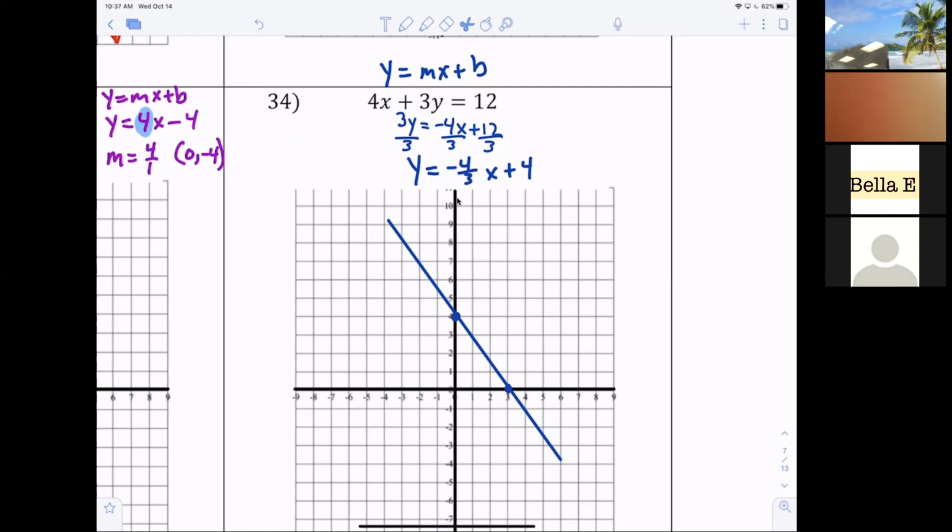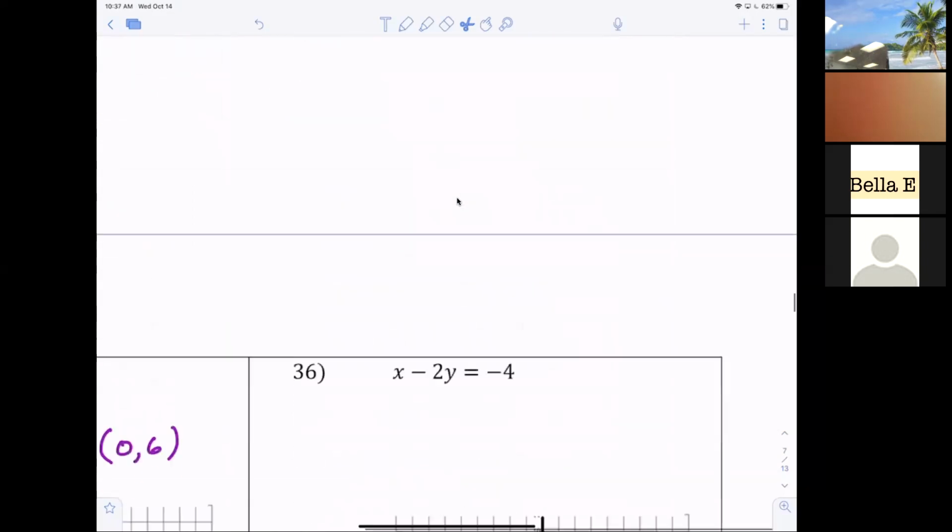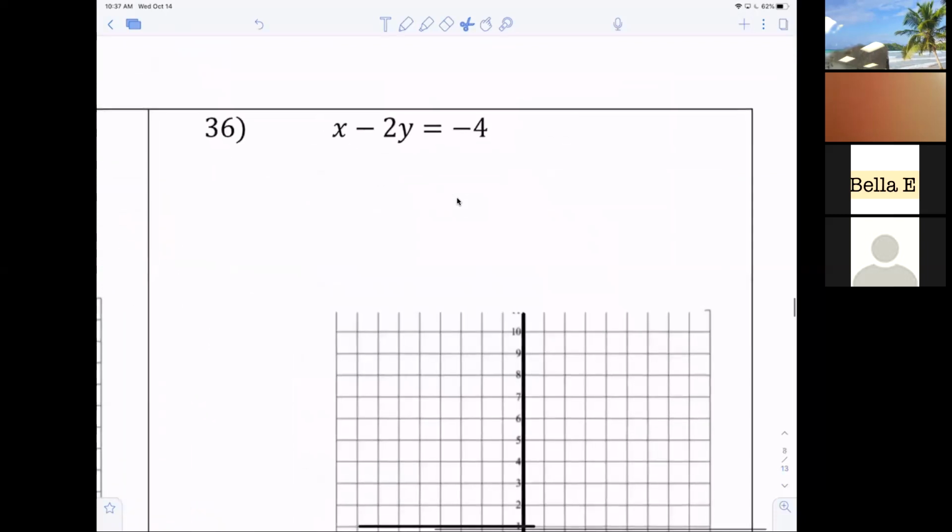Uh-oh, Oscar. What if the y was in... No what ifs. We're on number 36. Thank you very much. Again, same process. You're trying to isolate the y. What am I doing? Moving the x over. Now, if I move the x, it becomes what, Mr. Strickland? Negative 2y equals negative x minus 4.